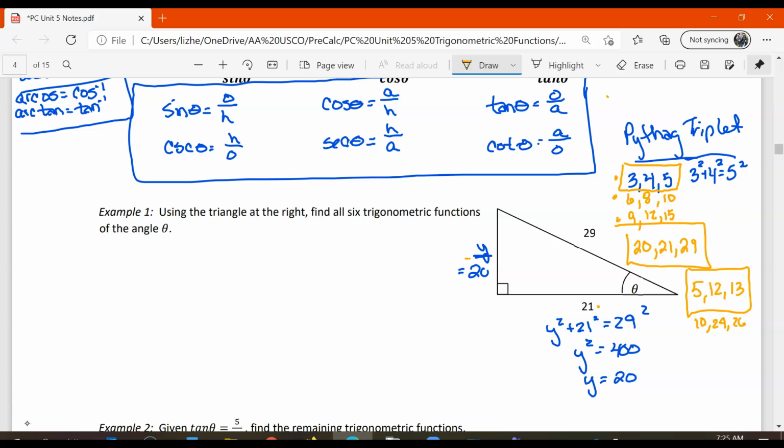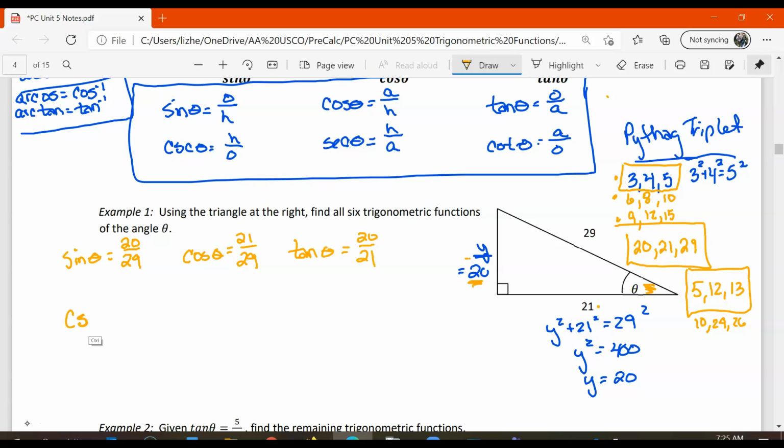So we found our third side, which is 20. And now we're going to find all our trig functions. Here's our theta over here. And so we will say the sine of theta is opposite over hypotenuse, 20 over 29. The cosine of theta is adjacent over hypotenuse, 21 over 29. The tangent of theta is opposite over adjacent, 20 over 21.